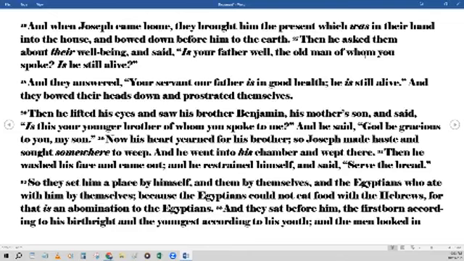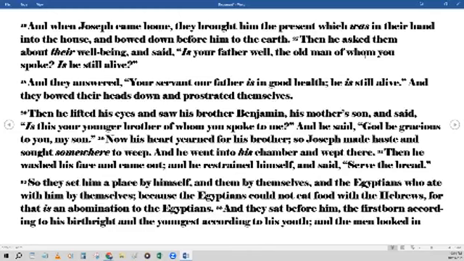And he went into his chamber and wept there. Then he washed his face and came out, and he restrained himself and said, serve the bread. So they set him a place by himself and them by themselves, and the Egyptians who ate with him by themselves, because the Egyptians could not eat food with the Hebrews, for that is an abomination to the Egyptians.